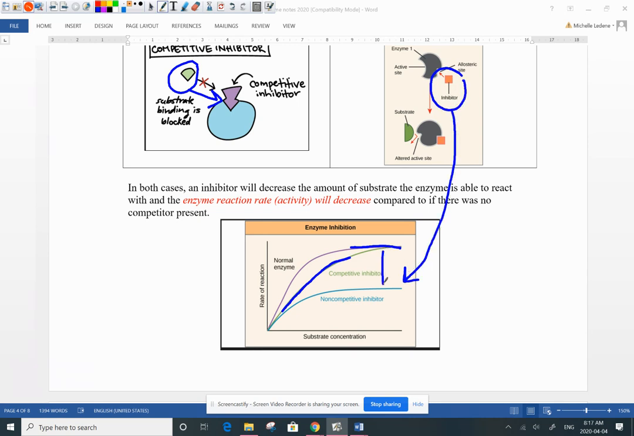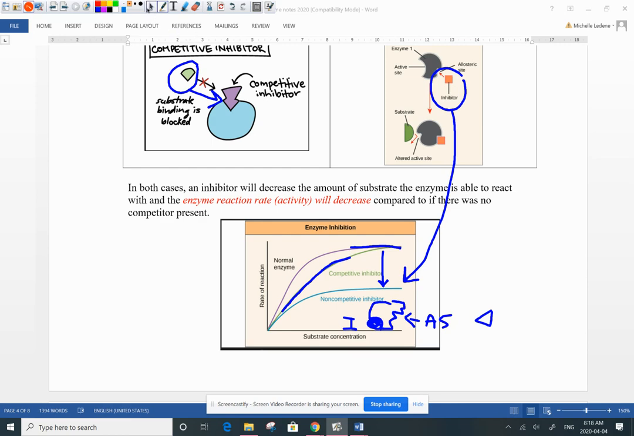But that's a different case when we have this non-competitive inhibitor. You can see how much the reaction rate drops because that non-competitive inhibitor is making that enzyme so that his active shape is changed, and so he is no longer able to bind. So here's where the inhibitor binds, active site changes shape, and he can no longer bind at all, right? And so that's why the reaction rate decreases.